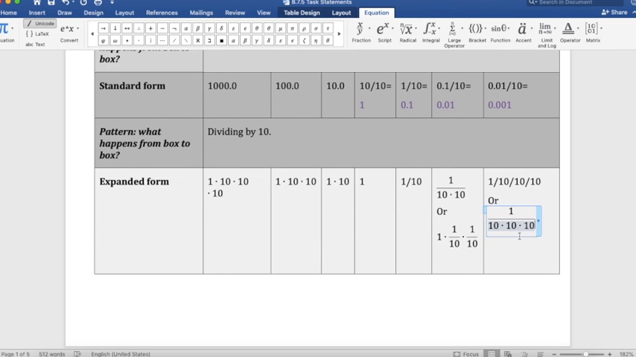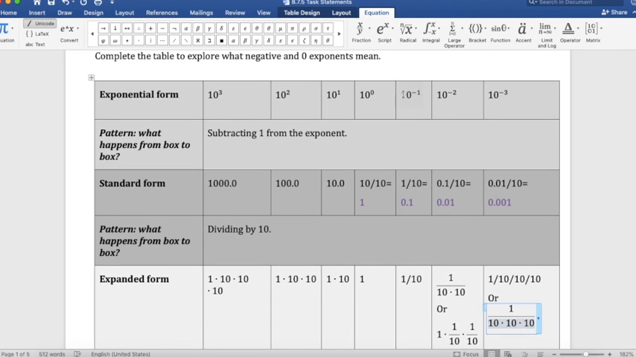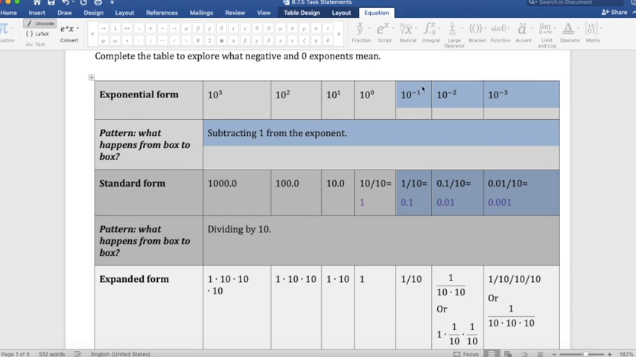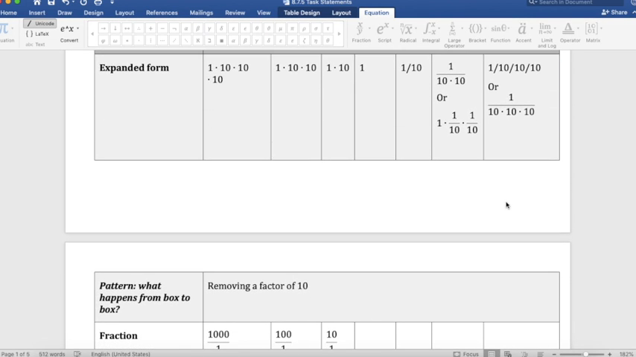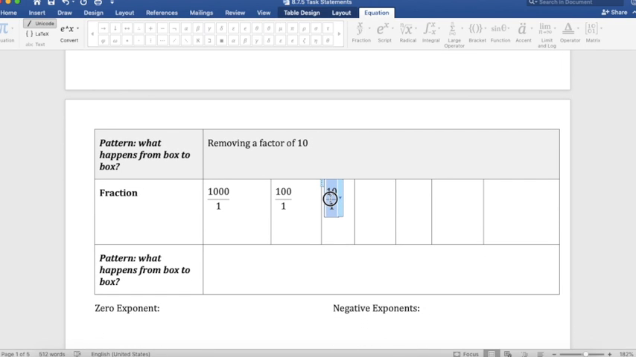Alright, so we're seeing that negative exponents do not make negative numbers. Negative exponents actually just make very, very small numbers. So 10 to the negative first power makes something 0.1, and 10 to the negative second power is the same as 0.01, and 10 to the negative third is the same as 0.001, or 1/1000th. All right? And writing those fractions turns out the exact same thing.